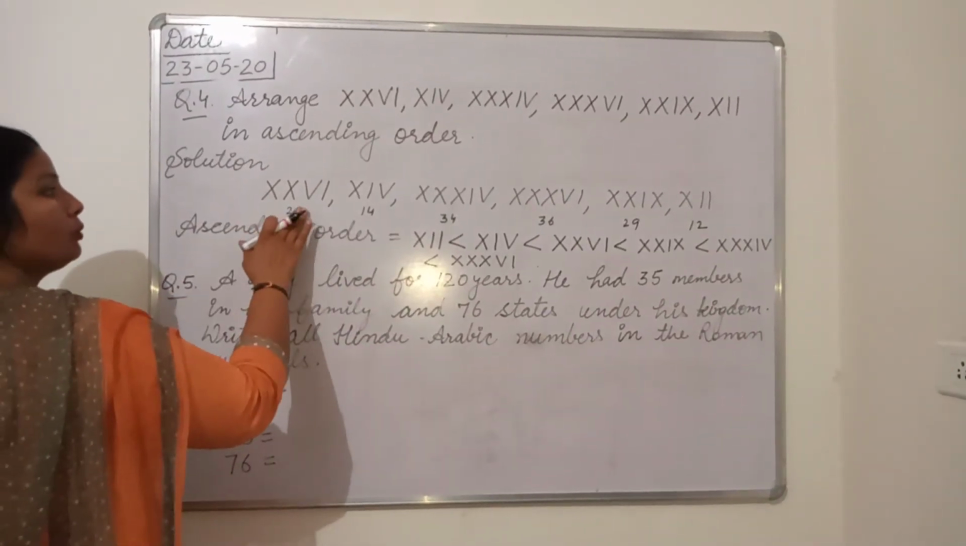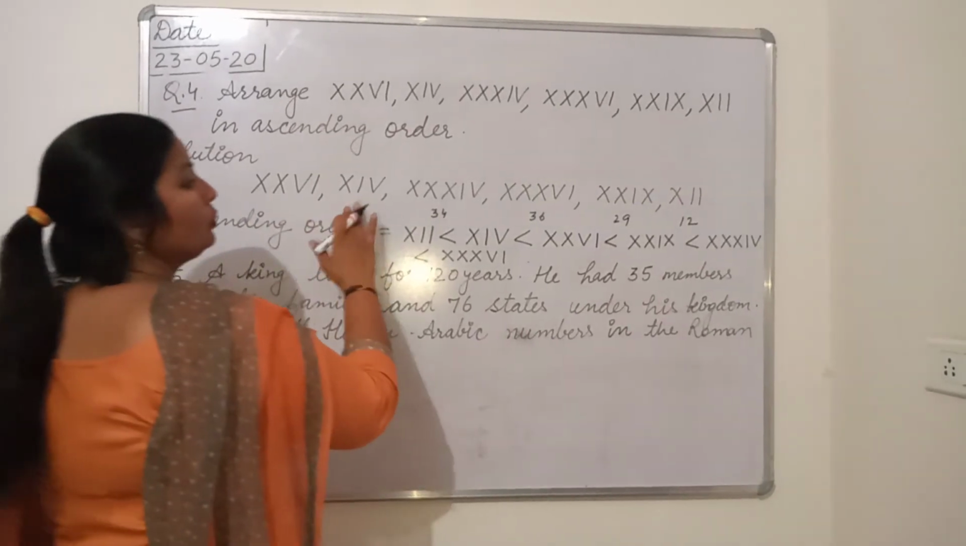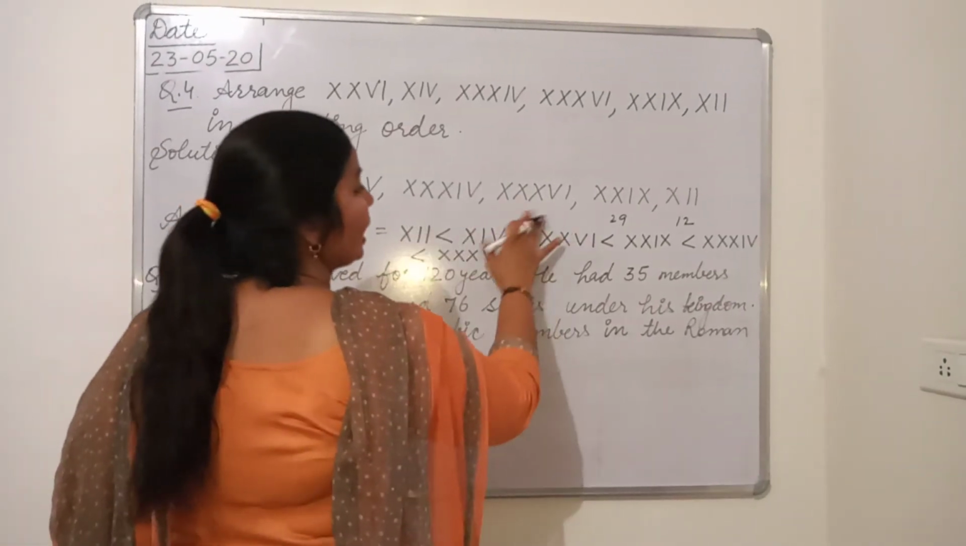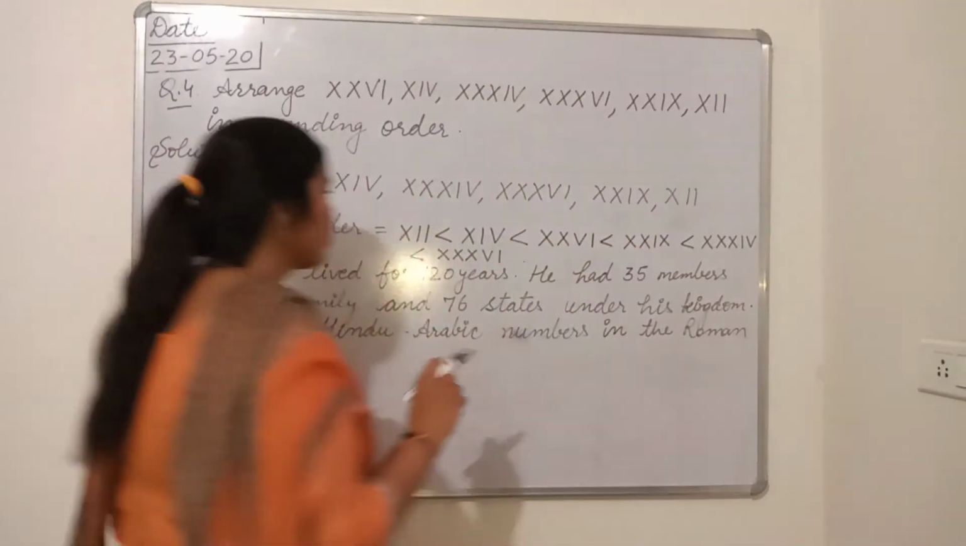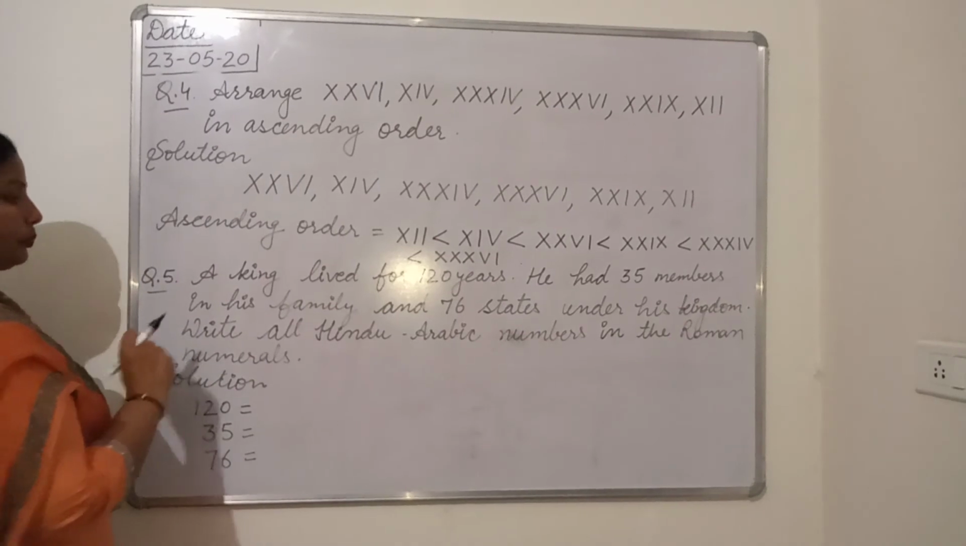After that you should mention this only with a pencil. No need to write this. Only for your help you mention this. After solving you can rub them out. Okay. Then next is question 5.